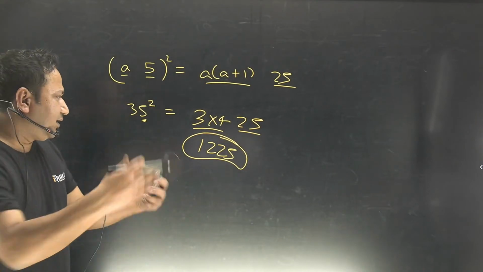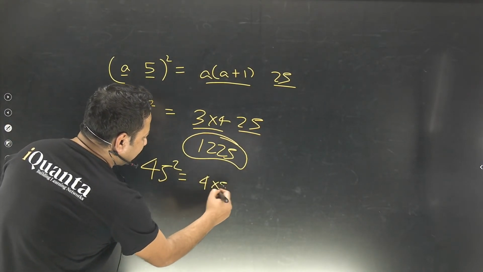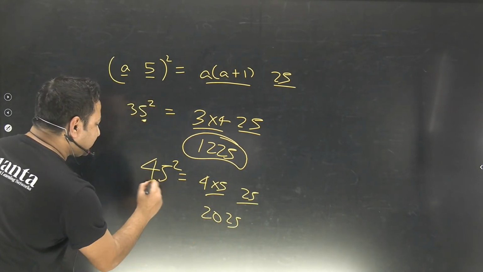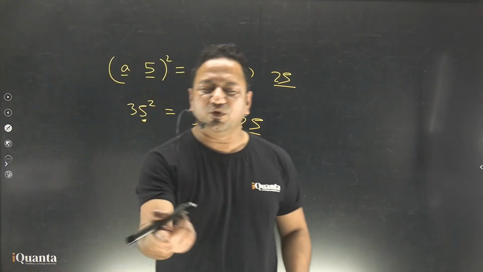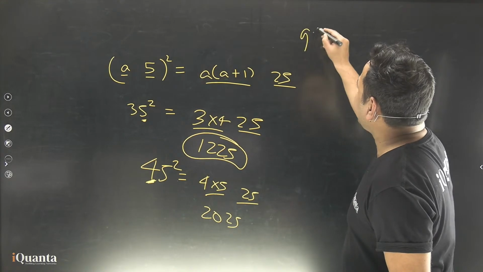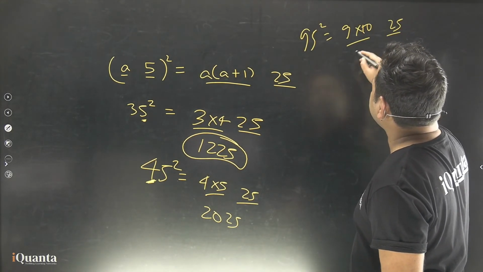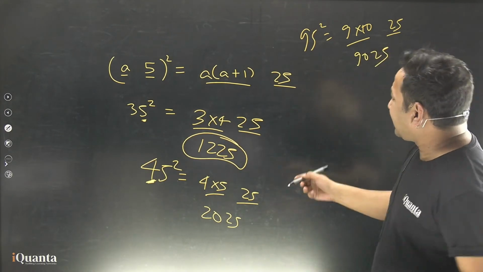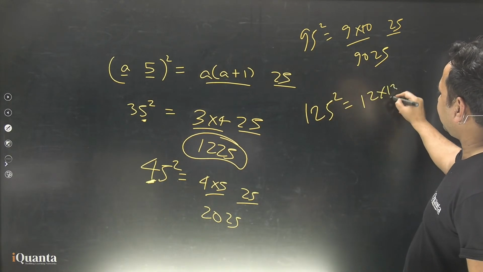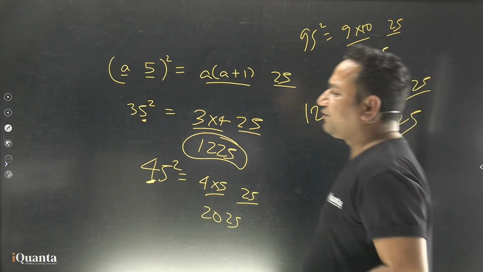And similarly, if someone asks the square of 45, what has to be done? 4 into 5 and then 25. So always multiply the digit before the units position by 1 more than it, and that will be our answer. So if someone asks you the square of 95, we'll just write 9 into 10 and then 25. That comes out to be 9025. Someone asks you the square of 125. Wow. So it will be 12 multiplied by 13 and then 25 in the end, which comes out to be 15625. Is that clear, everyone?